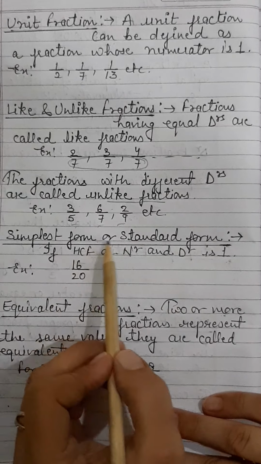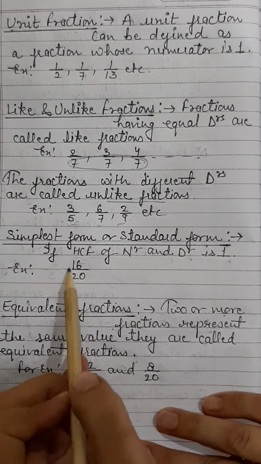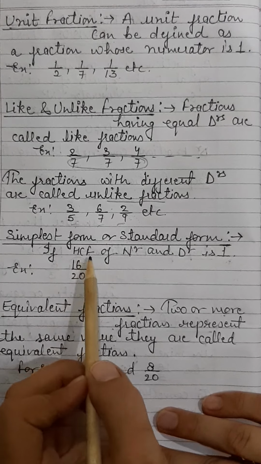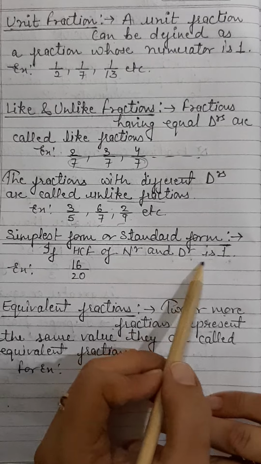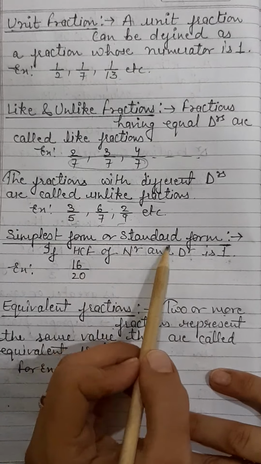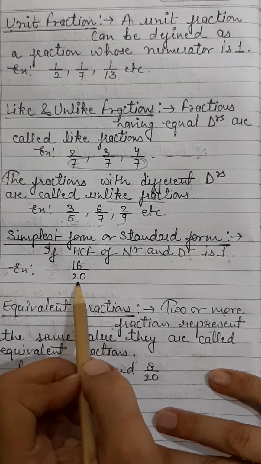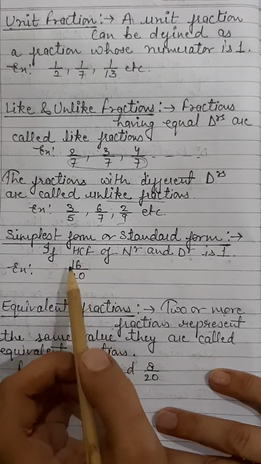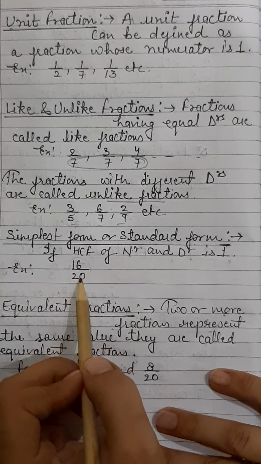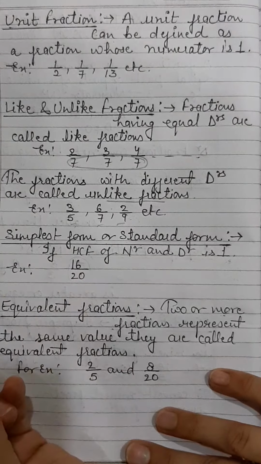Now simplest form or standard form. If you have to convert any fraction into simplest form, in that case if HCF of numerator and denominator is 1, those fractions are called in simplest form or standard form. Here you can see 16 by 20. Its common factor is not only 1. You can cut this 16 and 20 by 2. So this is not in simplest form or standard form.